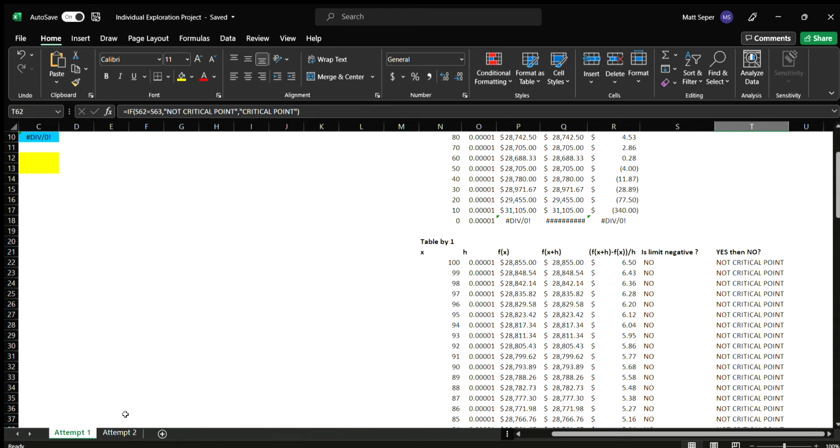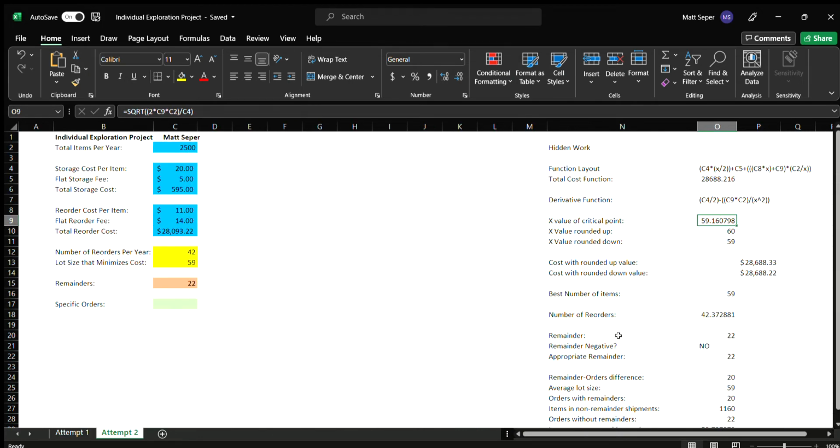So I tried to move on to a second attempt, and after observing GeoGebra, I found out that I could rewrite the x value, the critical point, as an expression. So I copy and pasted the initial setup over here into the second spreadsheet, and then here is the total cost function.